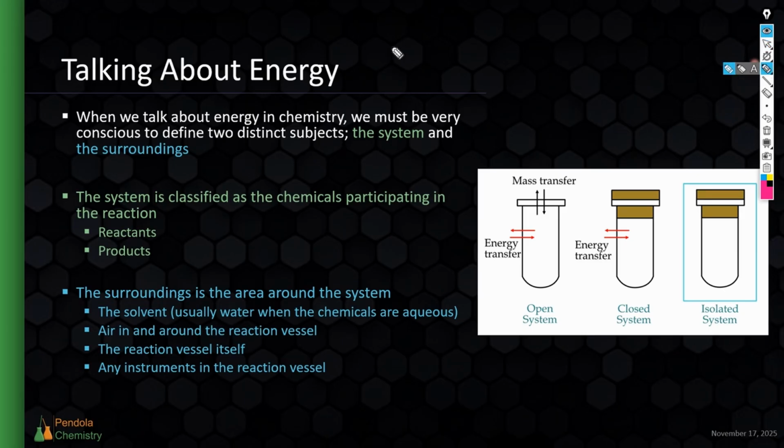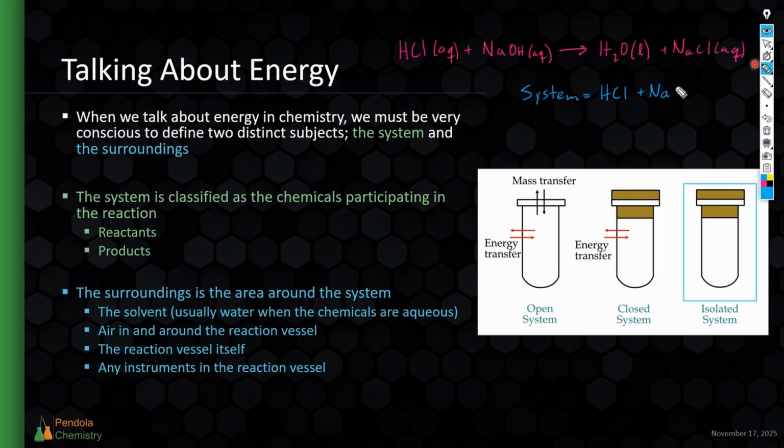So for example, if we have a very basic chemical reaction, something along the lines of HCl aqueous reacting with NaOH aqueous, and then that giving us water and sodium chloride aqueous, what we will define as the system here would be the HCl and the NaOH molecules. So the sodium hydroxide and hydrochloric acid are the system.